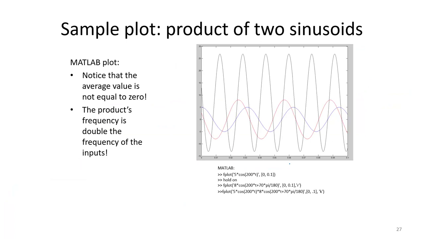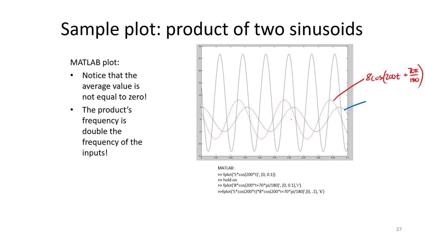And so if you were to make a plot in MATLAB just to illustrate this, you can see that interesting things happen. Suppose I had two sinusoids. You'll notice in this case, I have this red sinusoid. This is 8 cosine 200t plus 70 pi over 180. So notice I had to write my phase angle in radians for the purpose of this plot. Otherwise, MATLAB would produce an incorrect result. So I wrote my degrees here as 70 pi over 180.